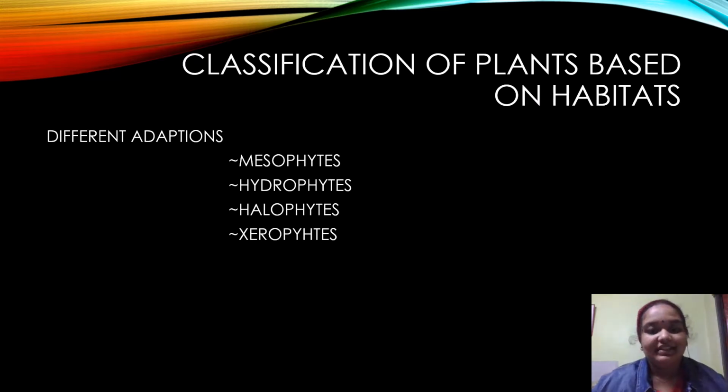The second one is hydrophytes. It's very easy. You see the word hydro, it means water. So these plants live in water. But there are two types of these plants. The first one always stays afloat on the surface of the water, and the other one is submerged inside the water. We'll go to that later.